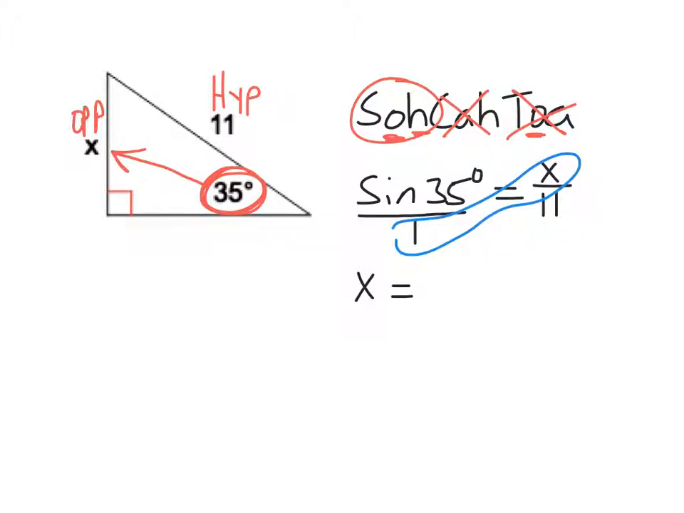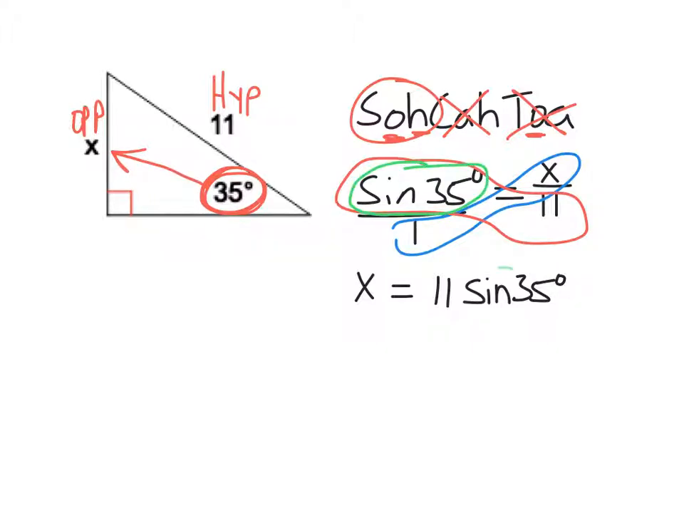And the sine of 35 degrees times 11 is going to be 11 sine 35 degrees. Now, one thing I want you to be aware of, the sine of 35 degrees is a number in and of itself, and it is not equal to 35. So I do not want to take 11 times 35. Sine of 35 is its own number.